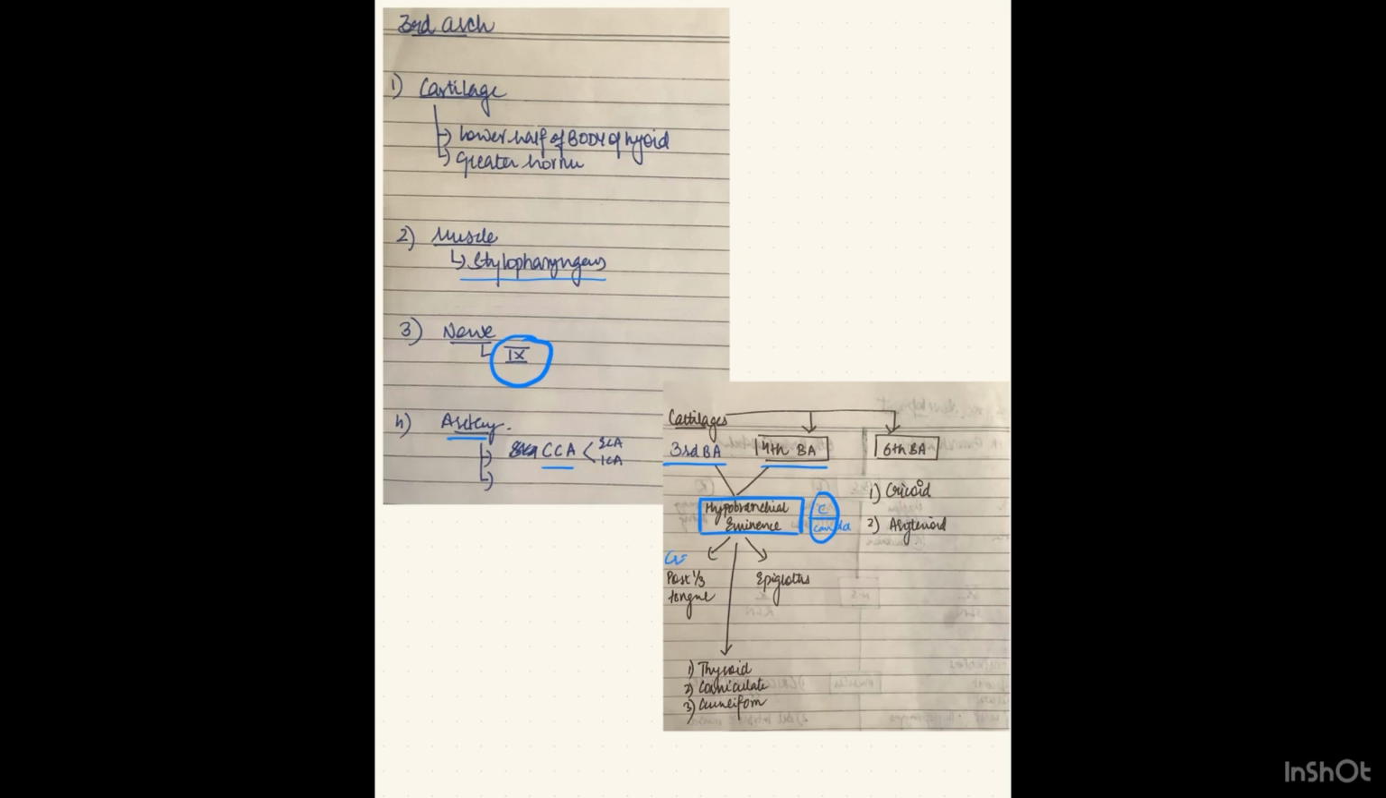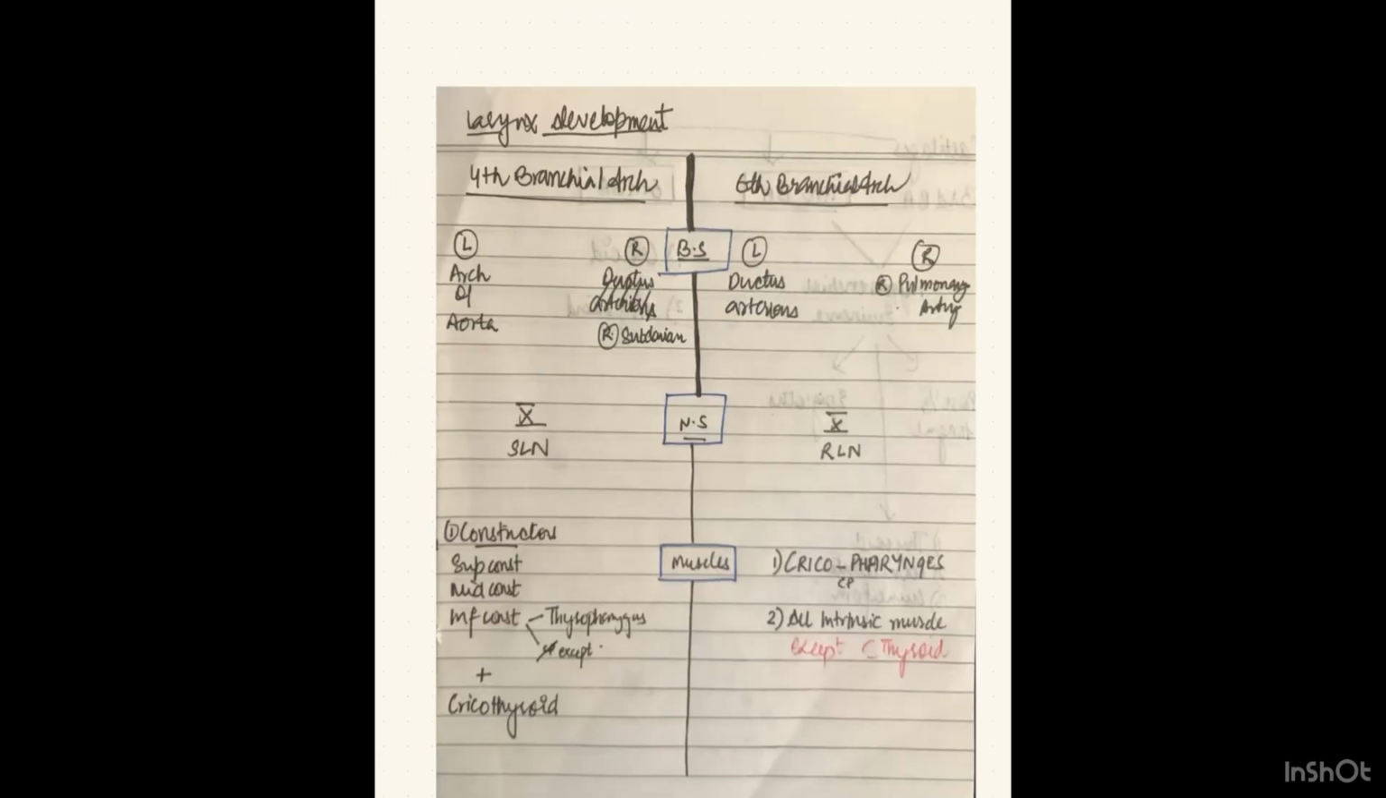So the cranial end will form the posterior one third of the tongue, and the caudal end of the hypobranchial eminence will form the epiglottis. Therefore, the third and the fourth branchial arch both have the hypobranchial eminence, and the caudal part will form the epiglottis and the cranial part the posterior one third of the tongue, and this will also form the thyroid, corniculate and cuneiform. Understood?